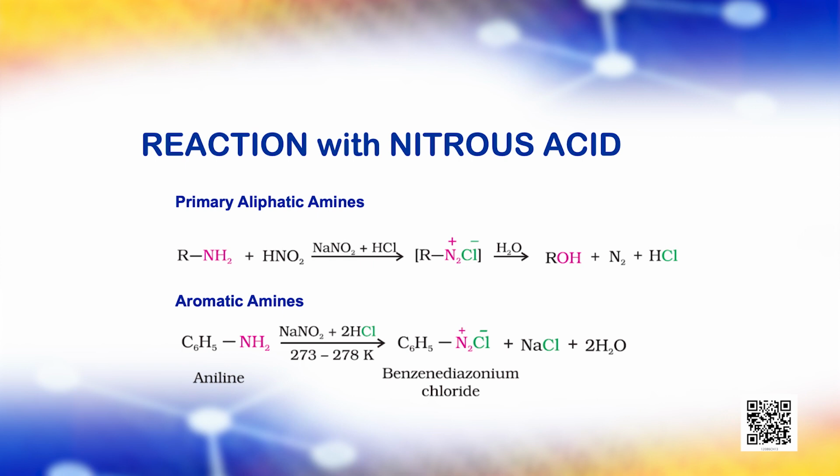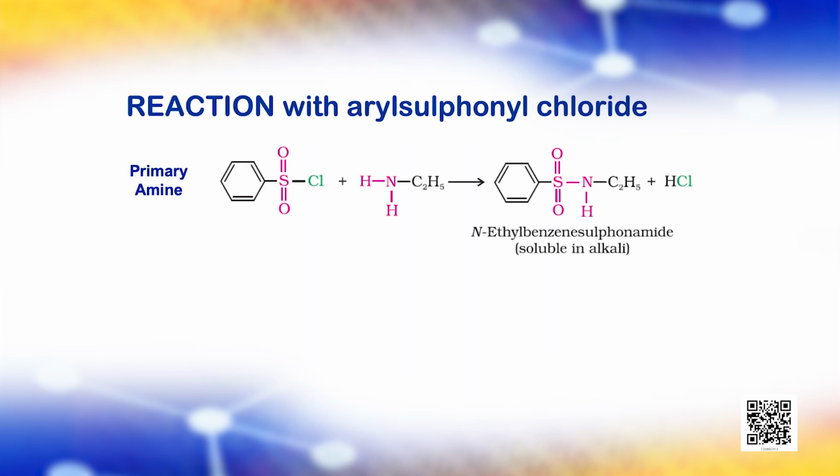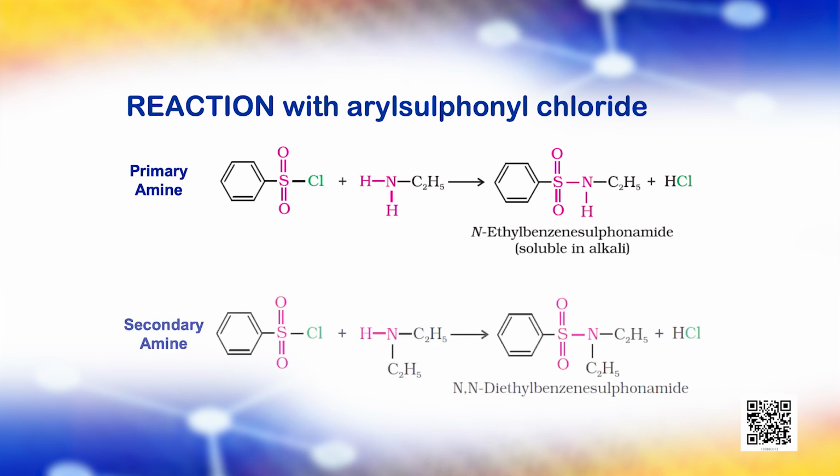Benzene sulfonyl chloride, C6H5SO2Cl, which is also known as Hinsberg's reagent, reacts with primary and secondary amines to form sulfonamides. The reaction of benzene sulfonyl chloride with a primary amine yields N-ethyl benzene sulfonamide. In the reaction with a secondary amine, N,N-diethyl benzene sulfonamide is formed. Tertiary amines do not react with benzene sulfonyl chloride.